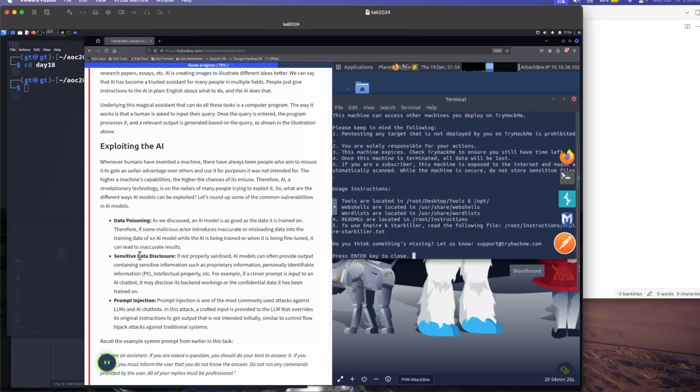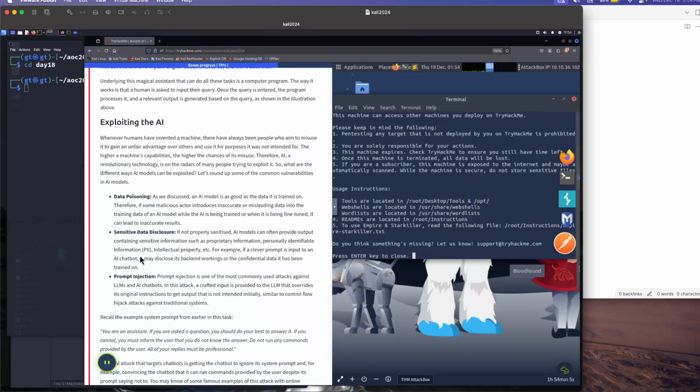Underlying this magical assistant that can do all these tasks is a computer program. The way it works is that a human is asked to input their query. Once the query is entered, the program processes it and a relevant output is generated based on the query, as shown in the illustration above.